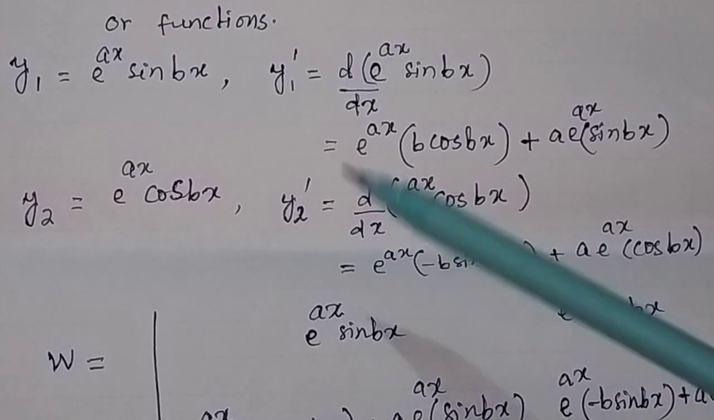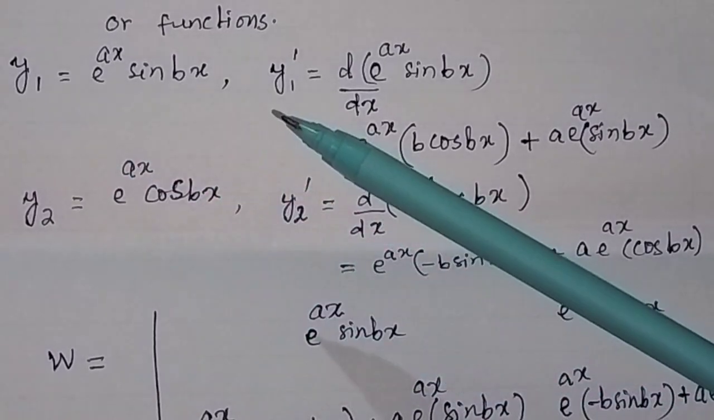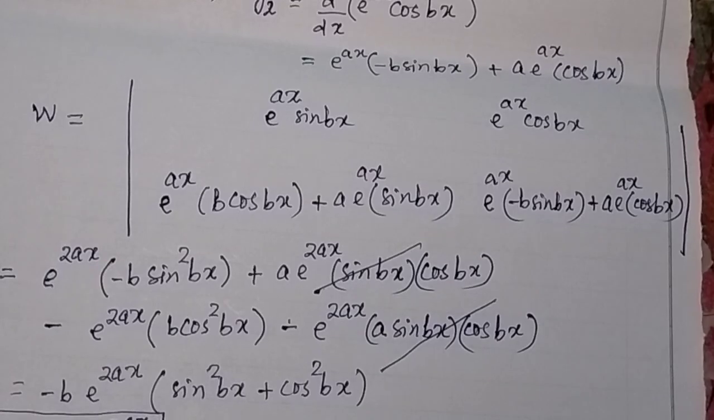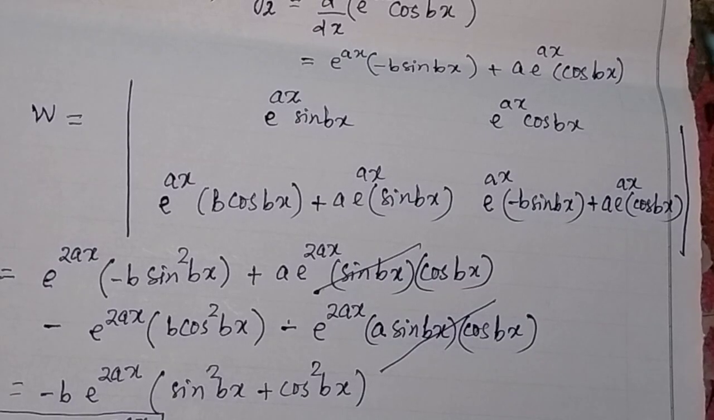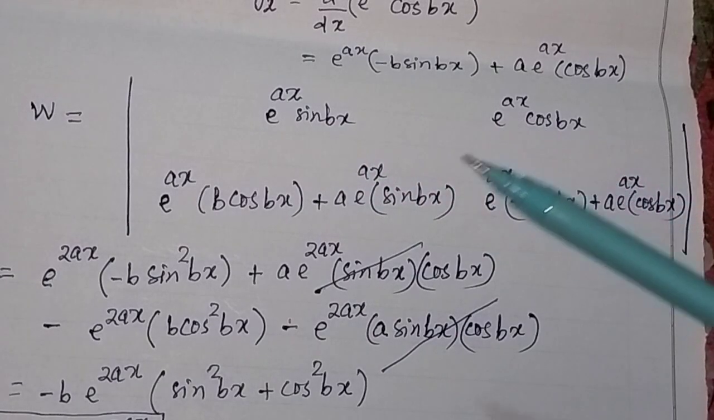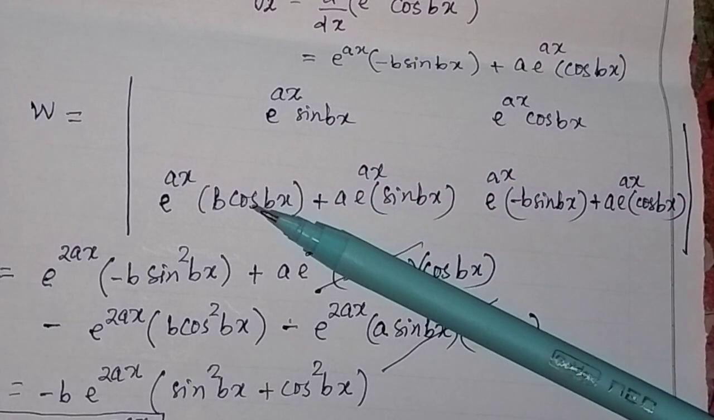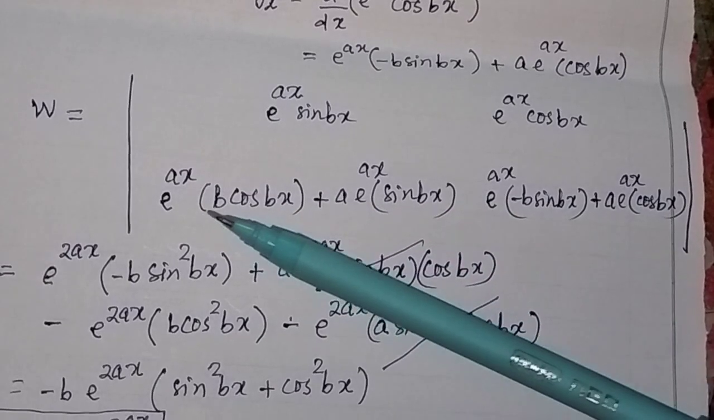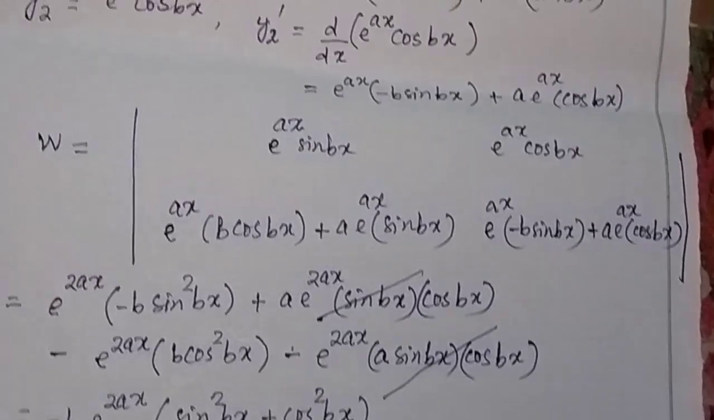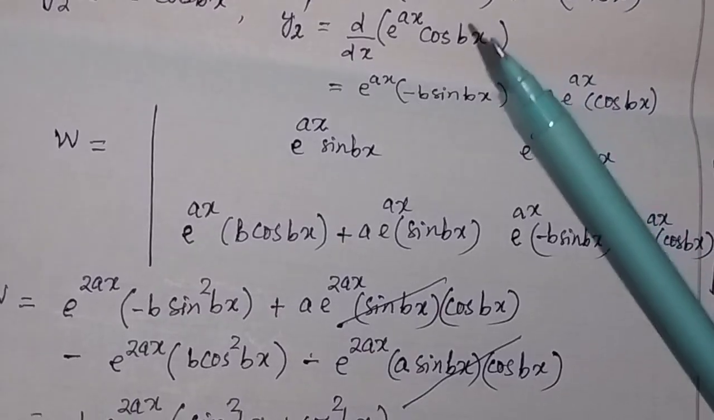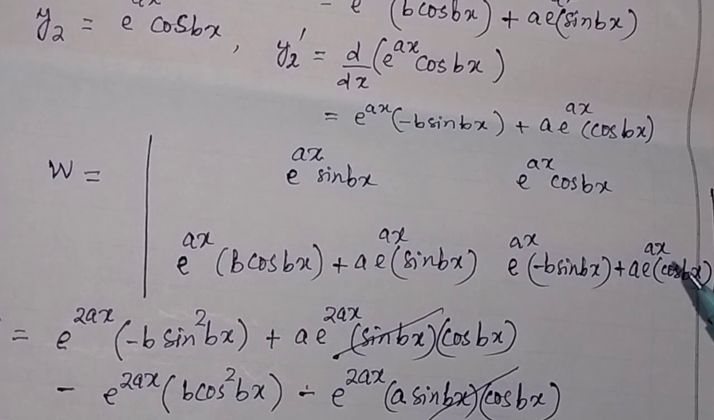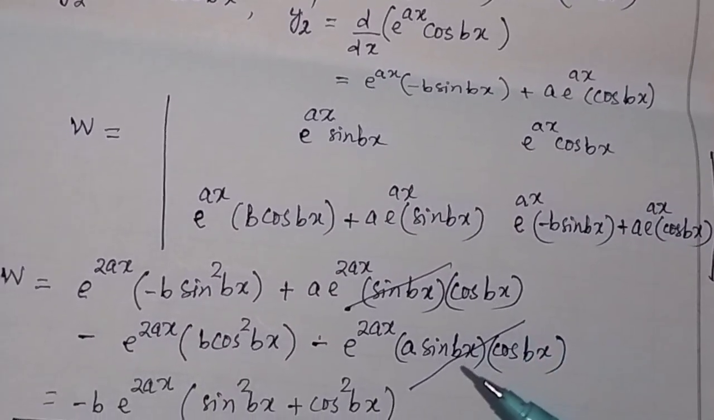So you have four values: y1, y2, y1 dash and y2 dash. Now we will find the Wronskian. To find the Wronskian, we have to find the determinant. So the determinant has y1 and y2 in the first row, and in the second row the derivative of y1, or y1 dash, from these two terms, and these two terms are the derivative y2 dash, which we found here. Then we will find the determinant.